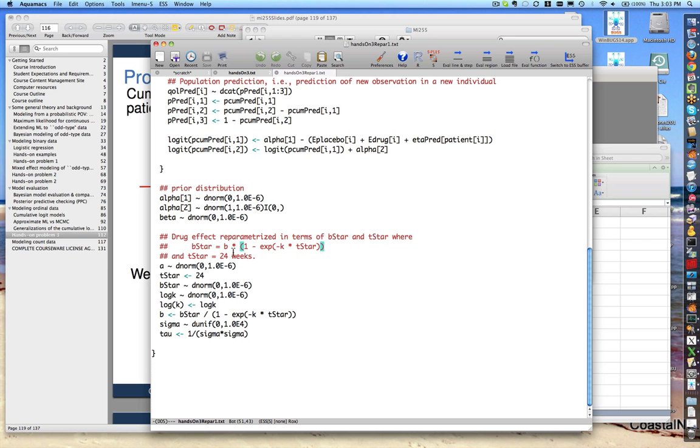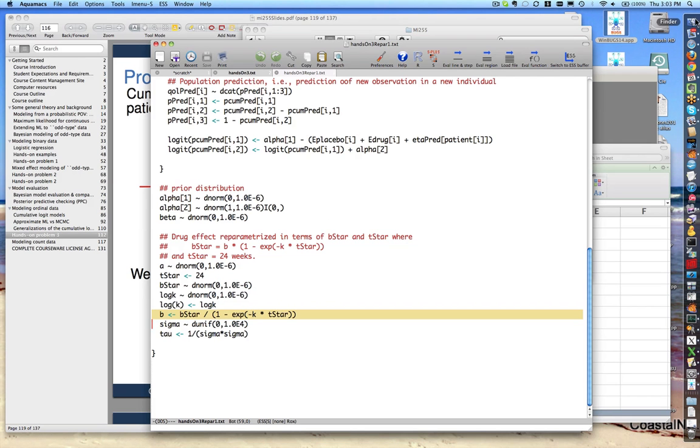So anyway, before I go there, you can see I set T star to be 24. B star is what I'm going to put my prior on, and that's the quantity that's going to get sampled in the MCMC sampler. And then I get B indirectly from that. So in other words, all of the reparameterization is only exposed down here in this section. So I tried that to see what would happen.